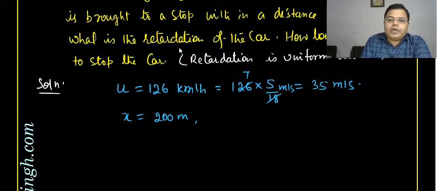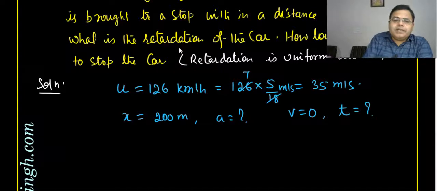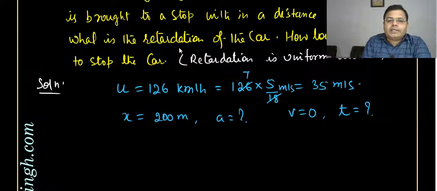And you have to find retardation. Since the car stops, the final velocity must be 0. And then you have to also find time. Now here u is given, x is given, v is given. So if we apply v is equal to u plus at, then a and t are both unknown. So we cannot apply that. We use v square is equal to u square plus 2as, in which only one variable is involved.